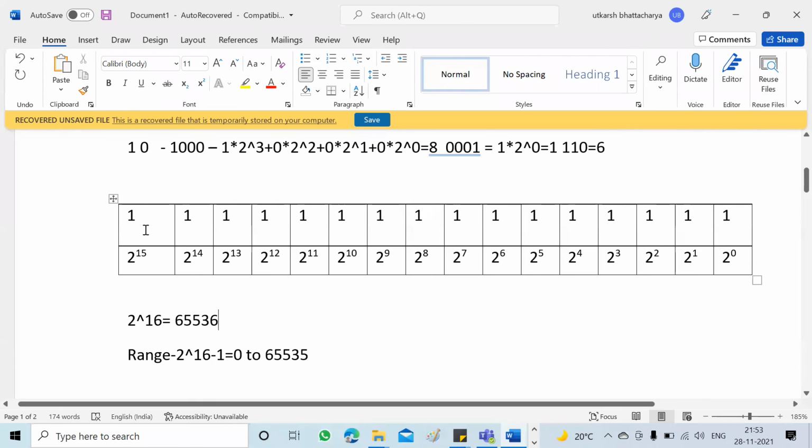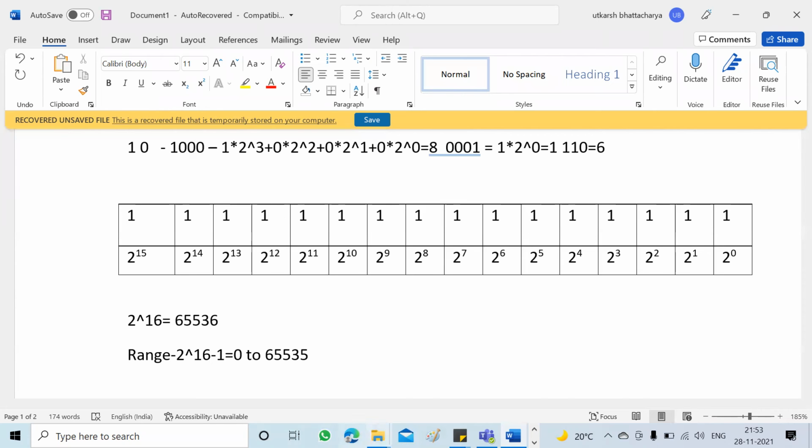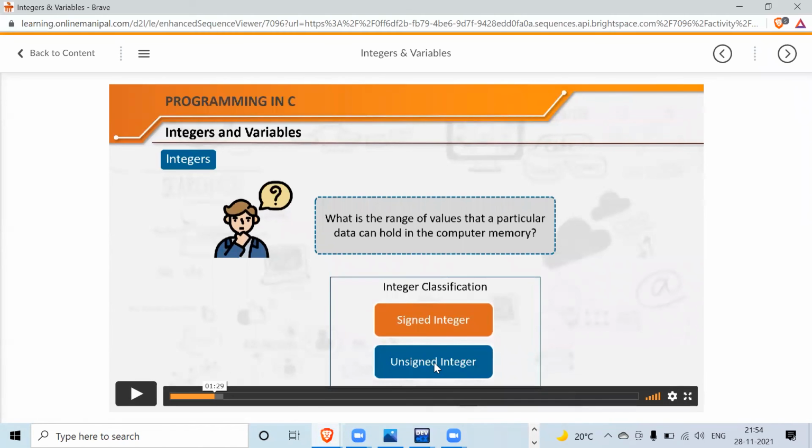Okay. Now this is the case where we are only thinking about the positive integers. So far only positive integers. And what are they called? They are called unsigned. They do not have a sign. That means they are only plus. I have to explain this much so that you understand what this video is trying to tell you. Here, signed integer, unsigned integer.